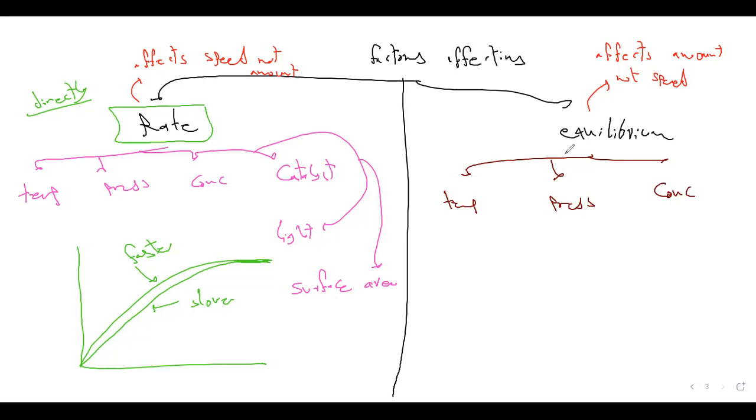So catalysts, light, and surface area don't affect equilibrium. Only temperature, pressure, and concentration affect equilibrium.